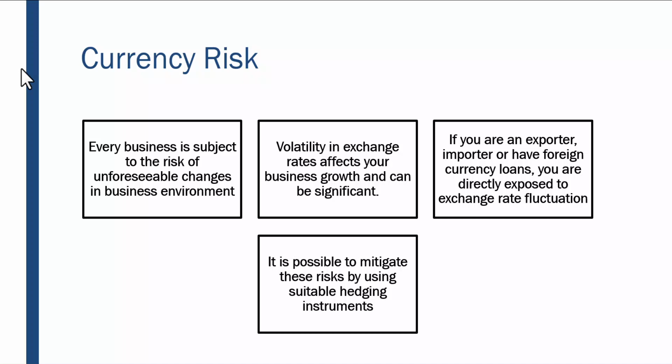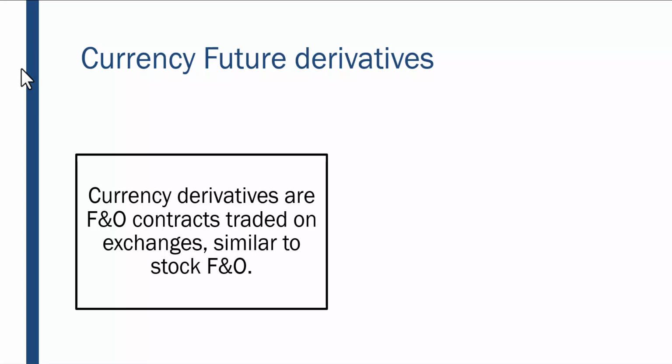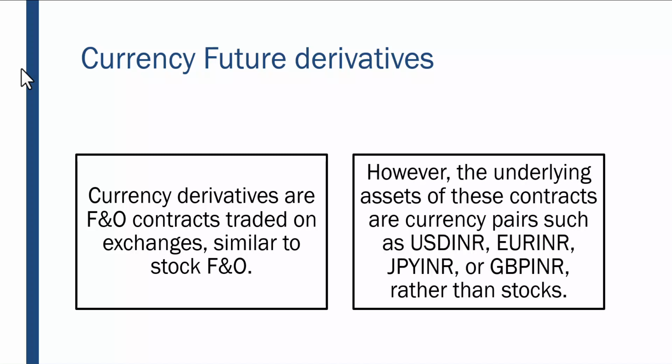So we have done forward. Today we are going to talk about futures. Currency derivatives are futures and options contracts traded on the exchanges, similar to stock futures and options. So we'll go to the stock exchange also. Have you gone to the futures and options market earlier, or done something of this kind? Little bit. No. Okay.